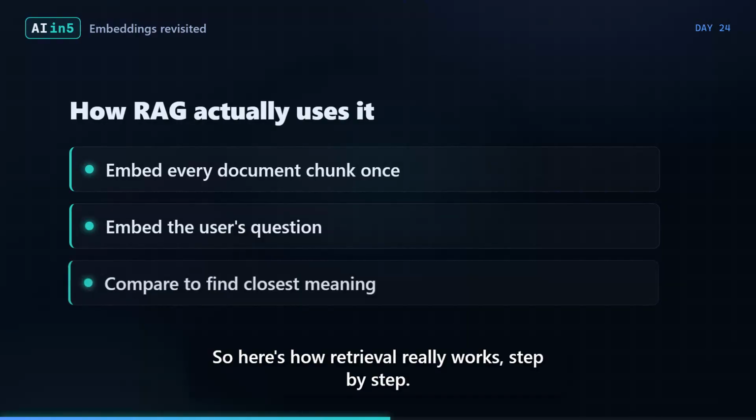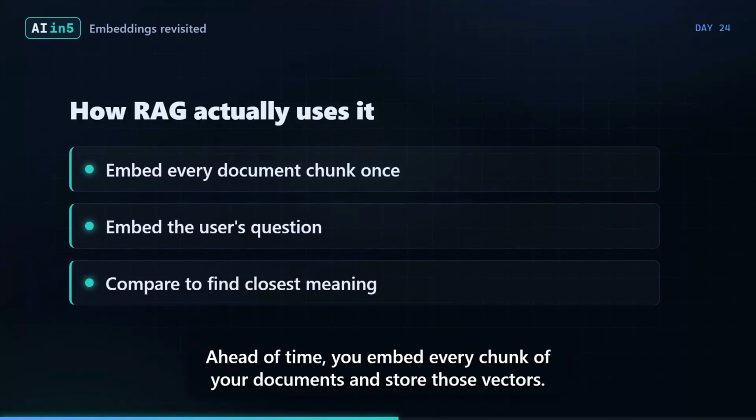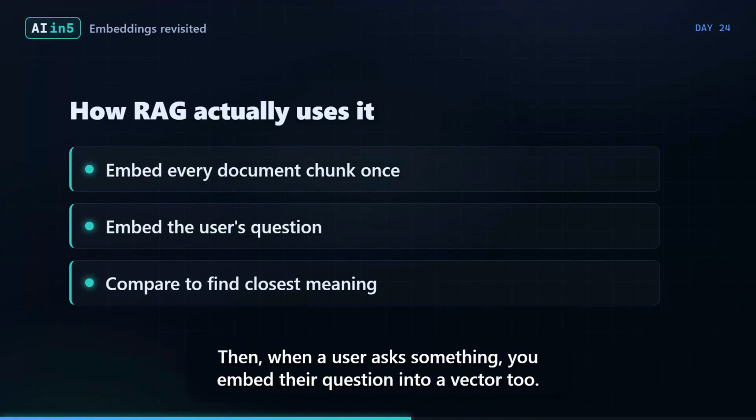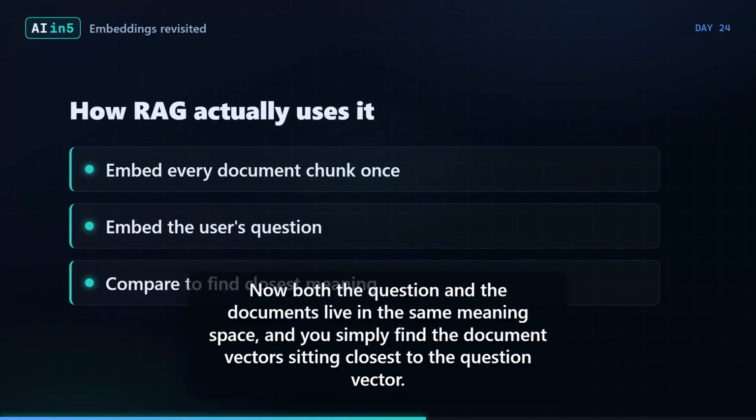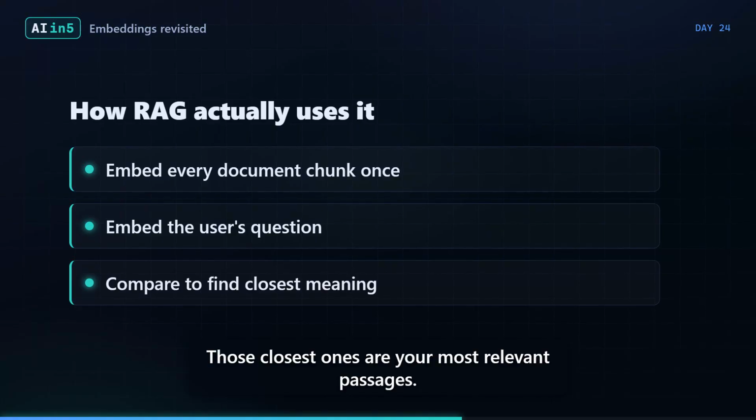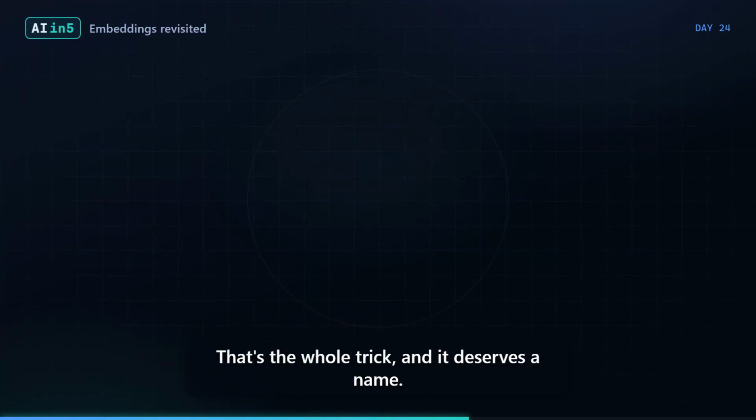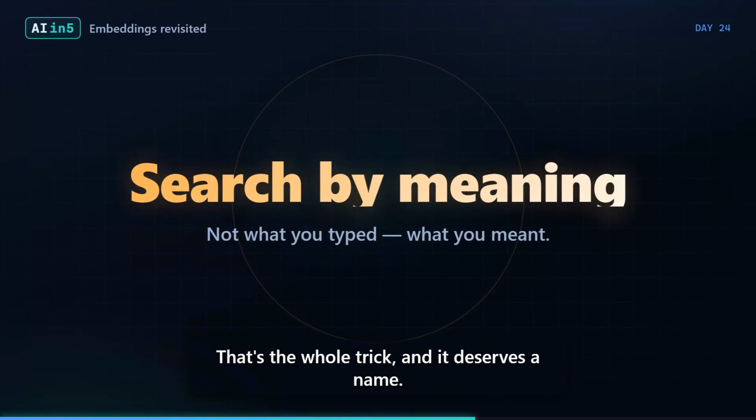So here's how retrieval really works, step by step. Ahead of time, you embed every chunk of your documents and store those vectors. Then, when a user asks something, you embed their question into a vector too. Now both the question and the documents live in the same meaning space, and you simply find the document vectors sitting closest to the question vector. Those closest ones are your most relevant passages.